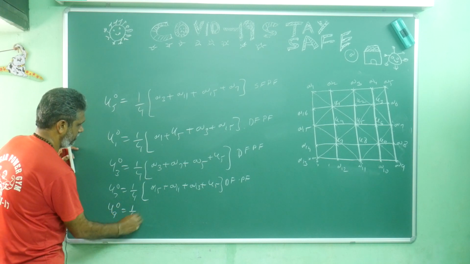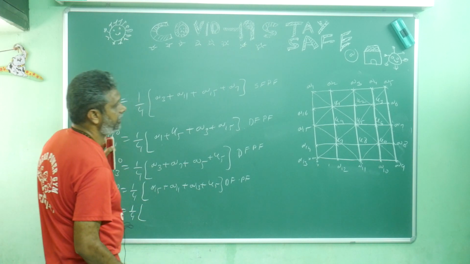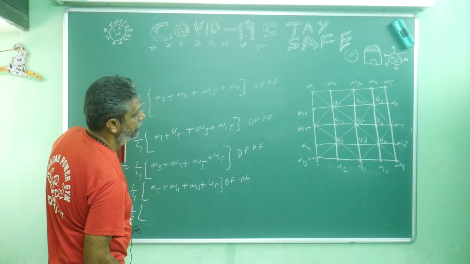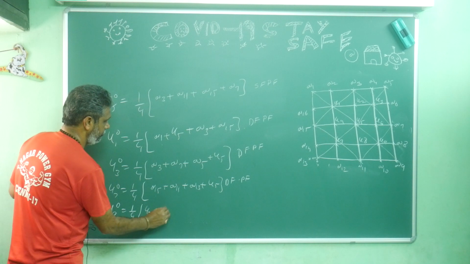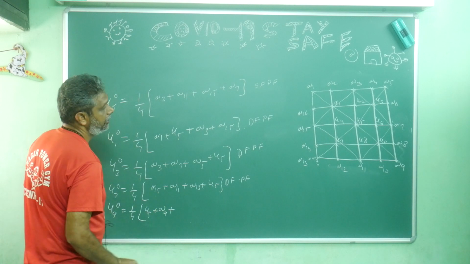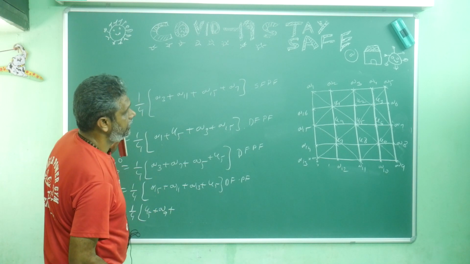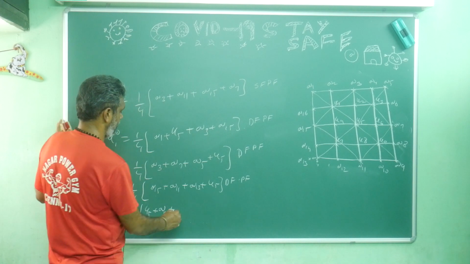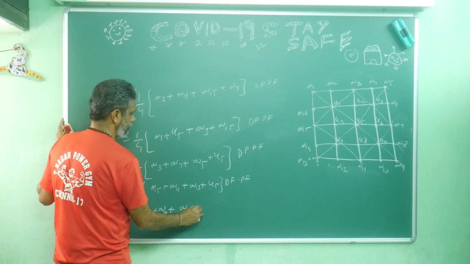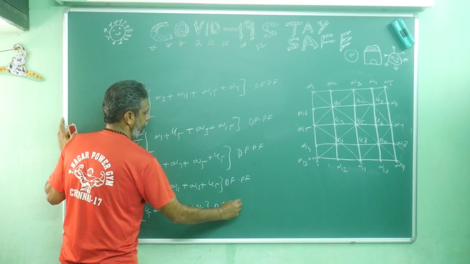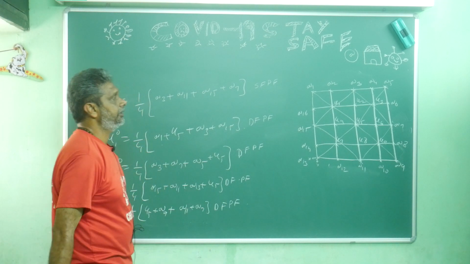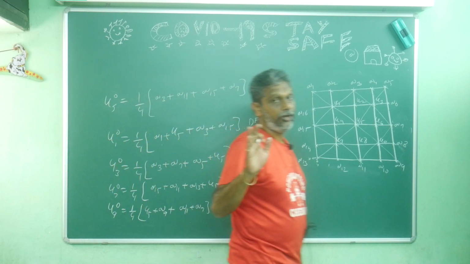U9 is equal to what? 1 by 4. How am I writing? U5 plus A9, U5 plus A9 plus A7 plus A11 or A11 plus A7. This is also the diagonal 5-point formula. Getting or not? So I am finding only the initial value.